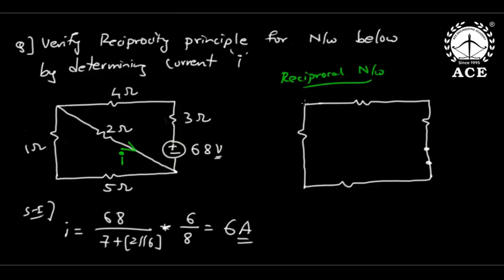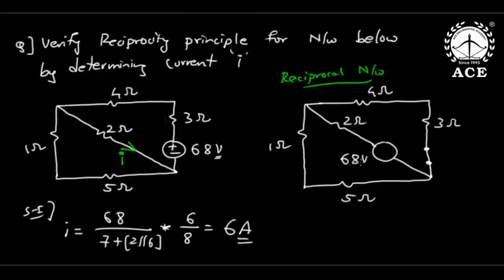Okay, this voltage source must be connected in series to the target branch. So this 1 ohm, 2 ohm, 3 ohm, 4 ohm, 5 ohm, these passive properties never change. So I should now connect 68 volts here. Okay. Now where should I find the current? I should find the current here.